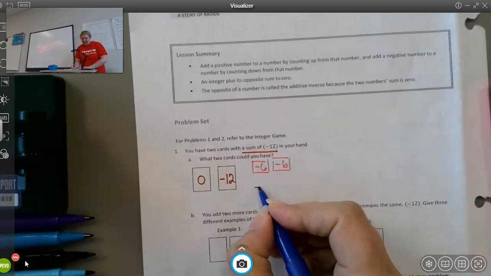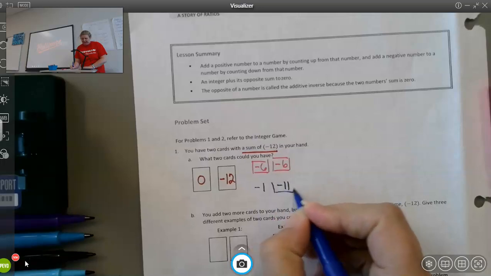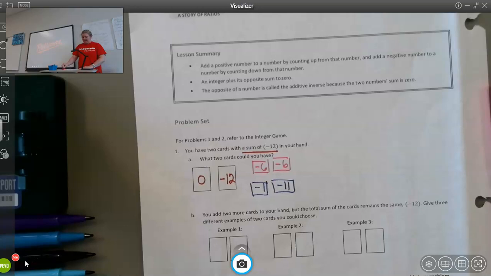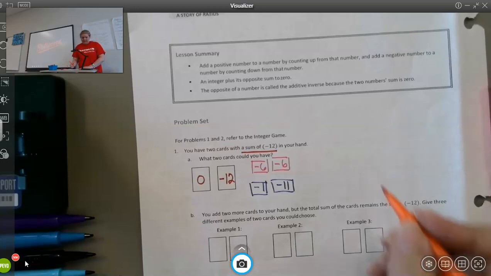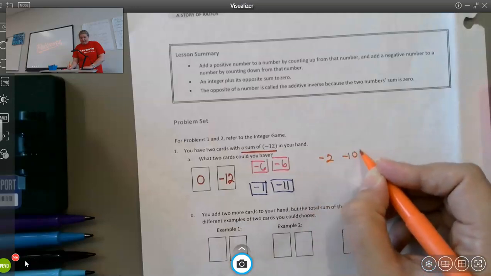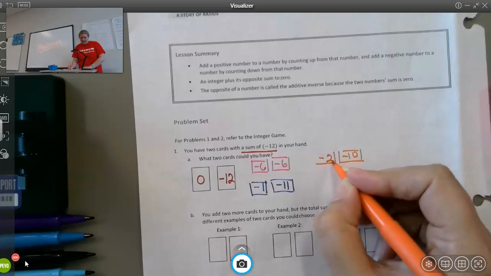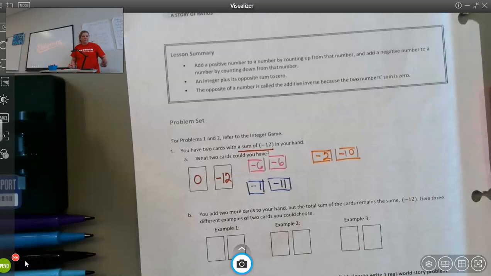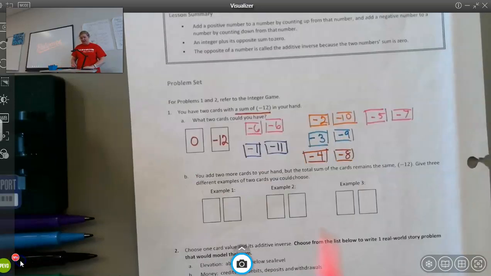Then maybe we have negative 1 and negative 11. Okay, there are many possible options here. We could also have negative 2 and negative 10. And I'll display all of the answers here so that you can compare to yours. So here are all of the options that we could have using the integer card game. That would give us a sum of negative 12.